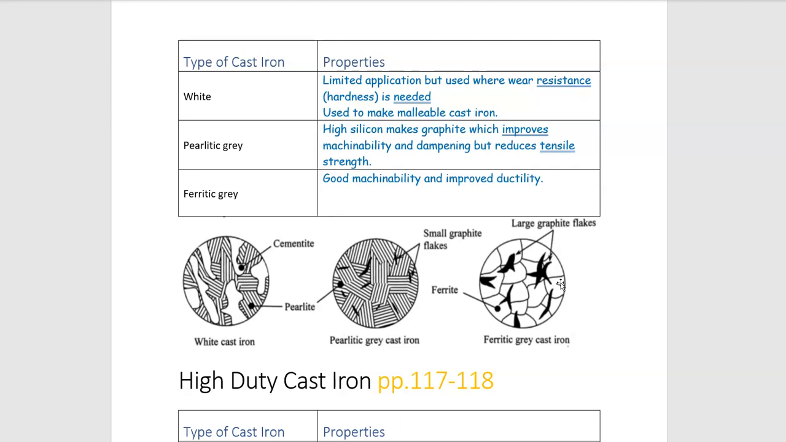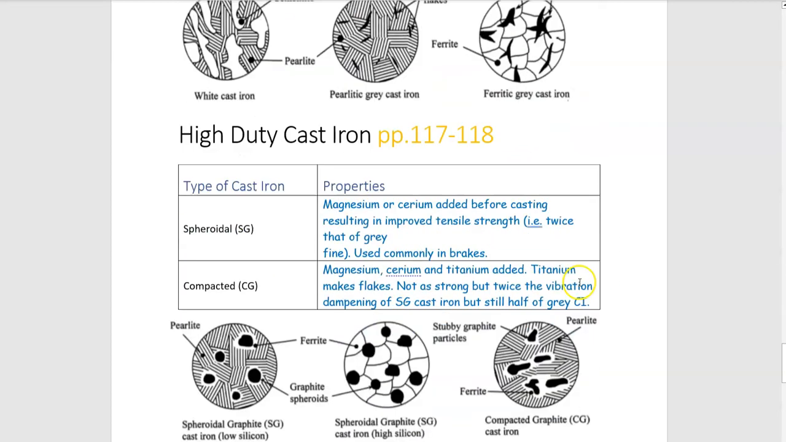White cast iron is generally, it's not very good. We don't really use it unless we need a lot of hardness, right? A lot of wear resistance. It's used to make malleable cast iron. So we're going to see that down below.